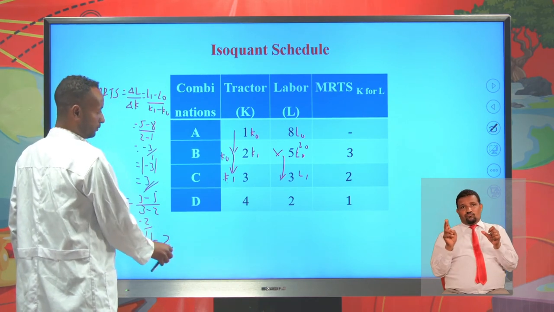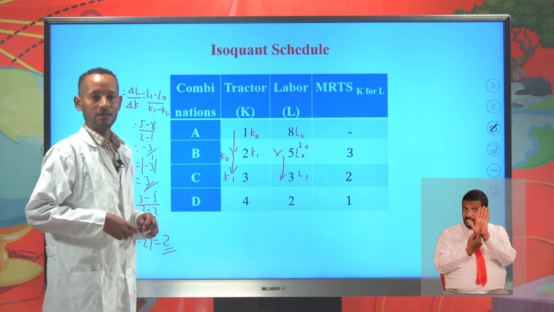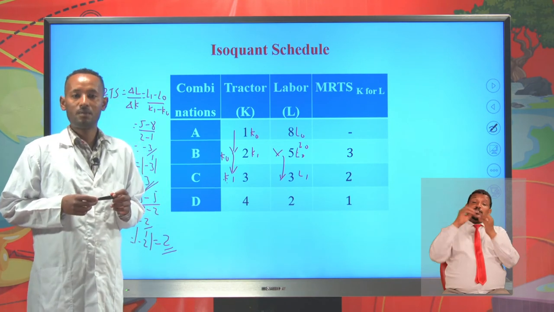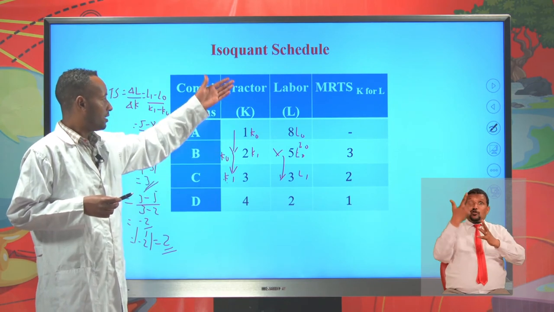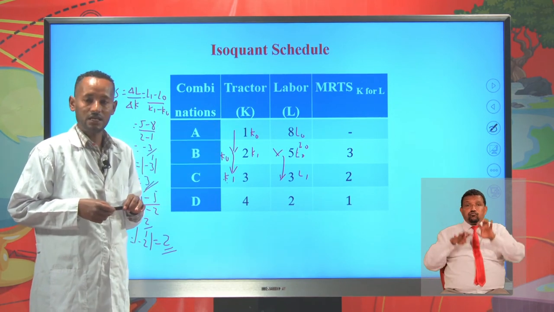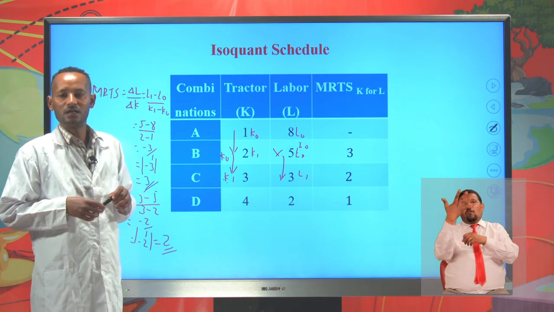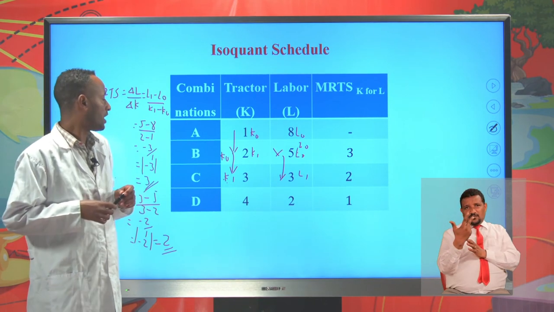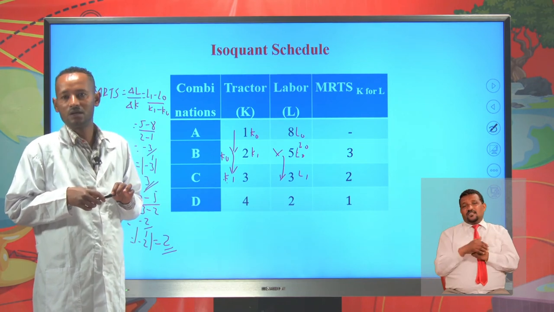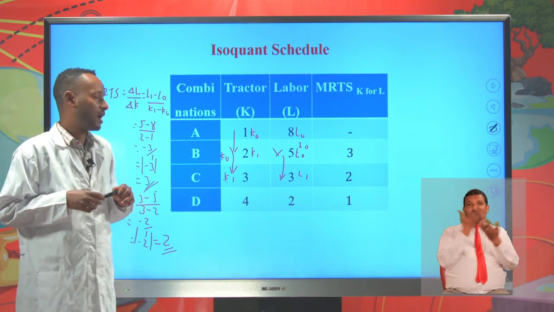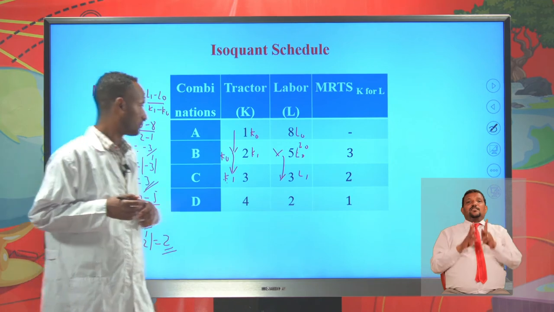we are left with 2. This indicates that as we increase the variable input factor from 2 to 3, if the variable input labor declined from 5 to 3, then the rate by which one variable input is substituted for another is 2. That means we are substituting one factor for 2 labor.